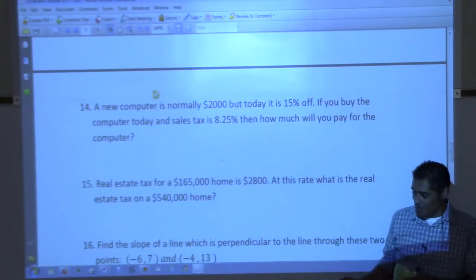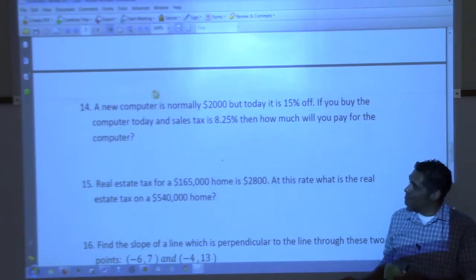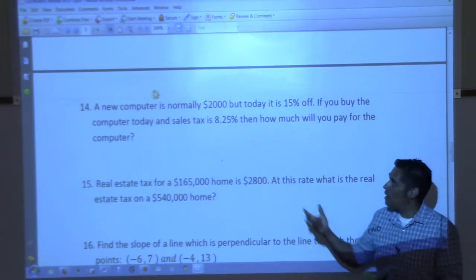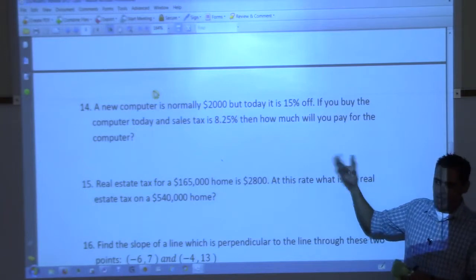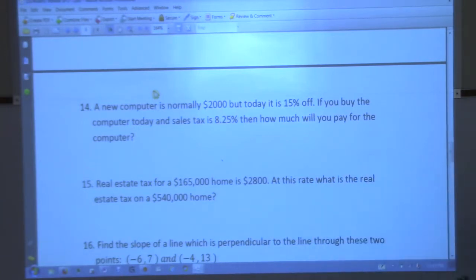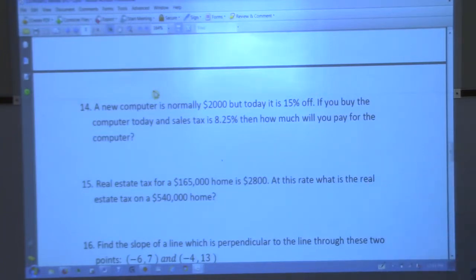2,000 times? Remember, there were 2 ways to do this. You could take 15% and then subtract it, or you could just multiply 2,000 by 0.85, right? If you're taking off 15%, it's the same as paying 85%. And then after you do that, you take the sales tax on that. So we did one like that.